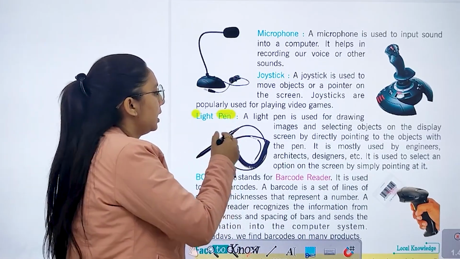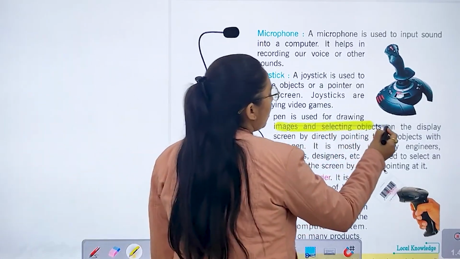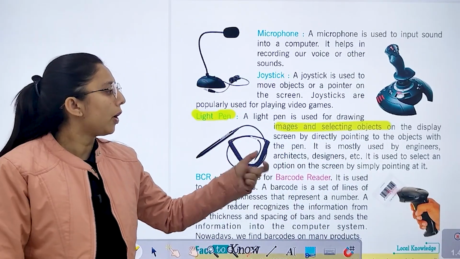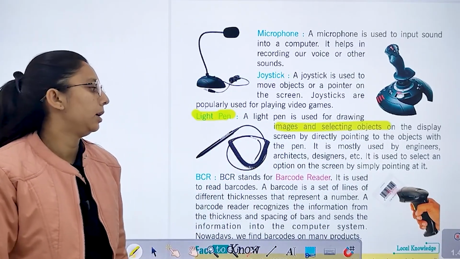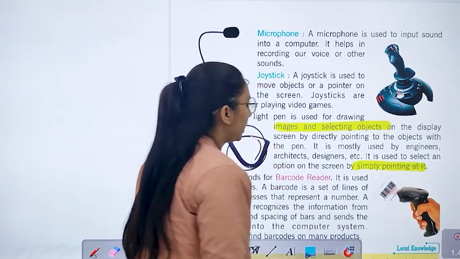What is light pen? It is used for drawing images, and if you want to select an object on the screen, by directly pointing to the object with the pen. It is used to select options on the screen by simply pointing.